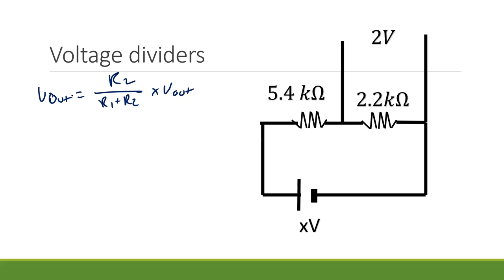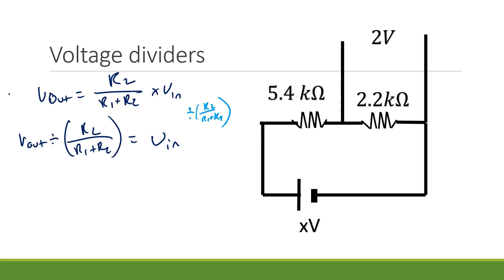That means if I take V out and I divide it by R2 over R1 plus R2, that will give me the V in. How I got from the line at the top to the line at the bottom is by dividing both sides by that fraction. Now, if you're not comfortable transposing this all in one go, you can transpose it in parts. But honestly, transposing everything in one go is a lot easier.